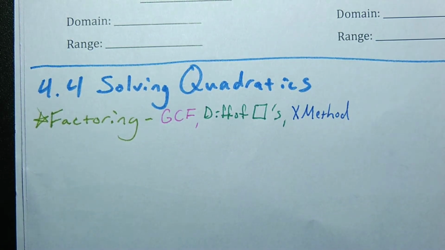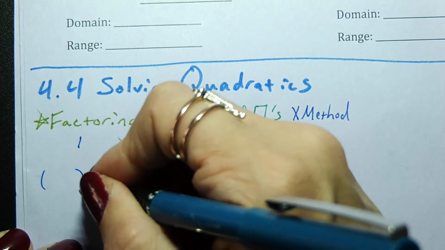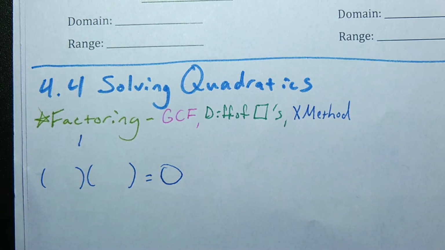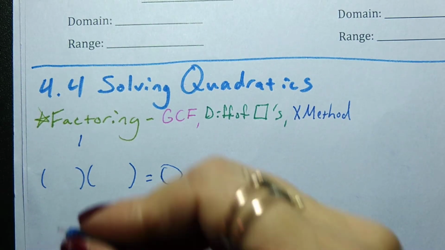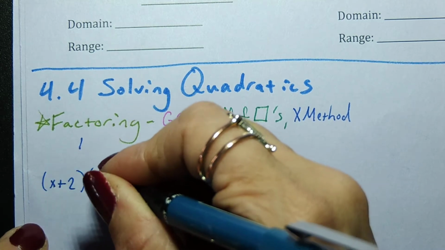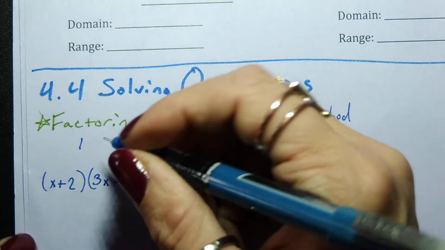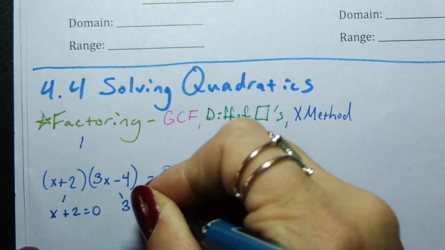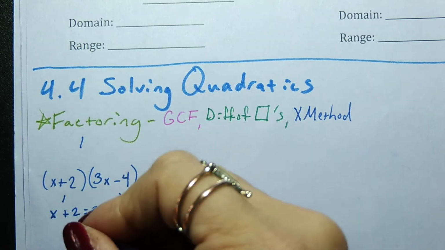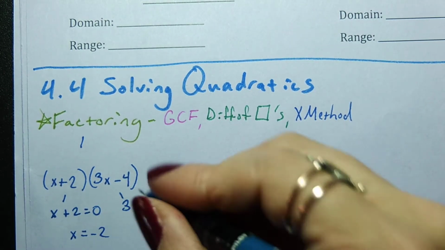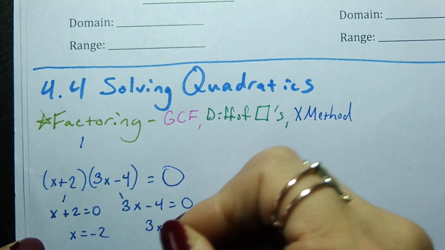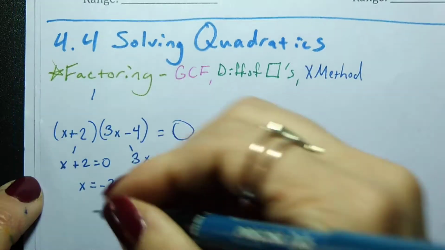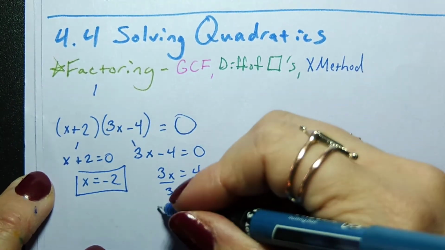Now, once you get it down to factors, something times something equals 0, don't forget that you're actually trying to solve and figure out what x is equal to. So let's say I got x plus 2 and 3x minus 4. I'd have to set this equal to 0. I'd have to set this one equal to 0. So x equals negative 2. 3x equals 4. And x equals 4/3. So these would be my two solutions.